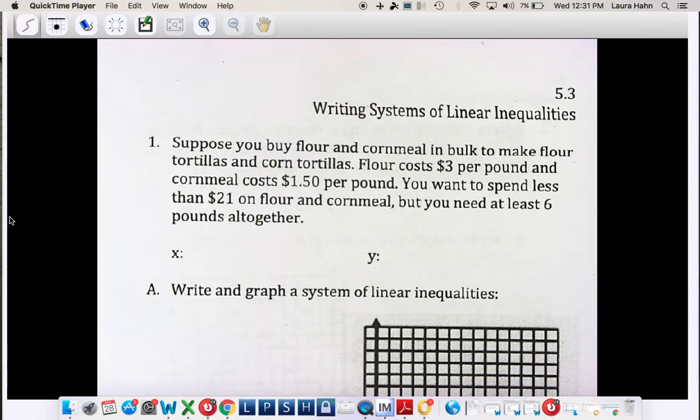Now that we know how to graph systems of linear inequalities, we're going to work at creating our own and then graphing them to find possible solutions. So, one: suppose you buy flour and cornmeal in bulk.